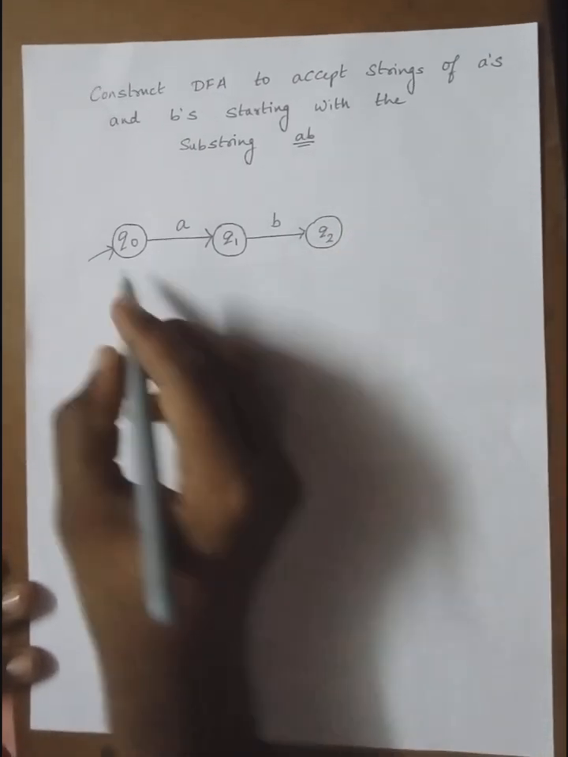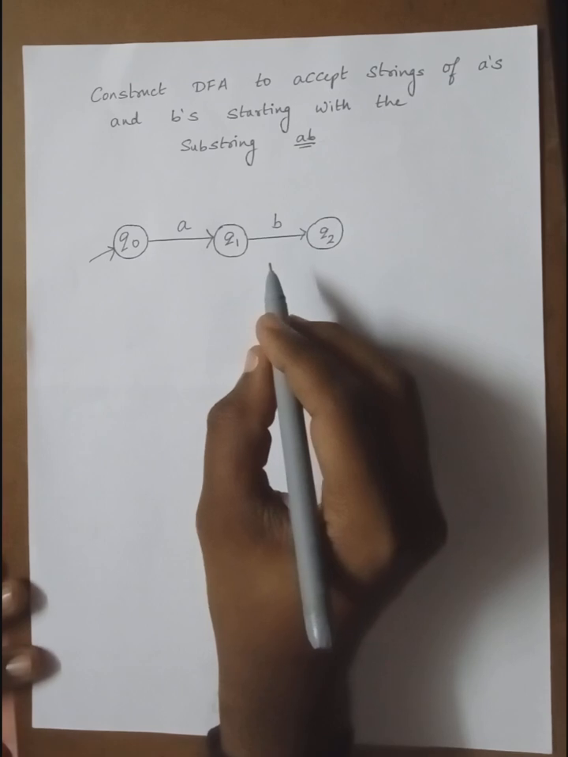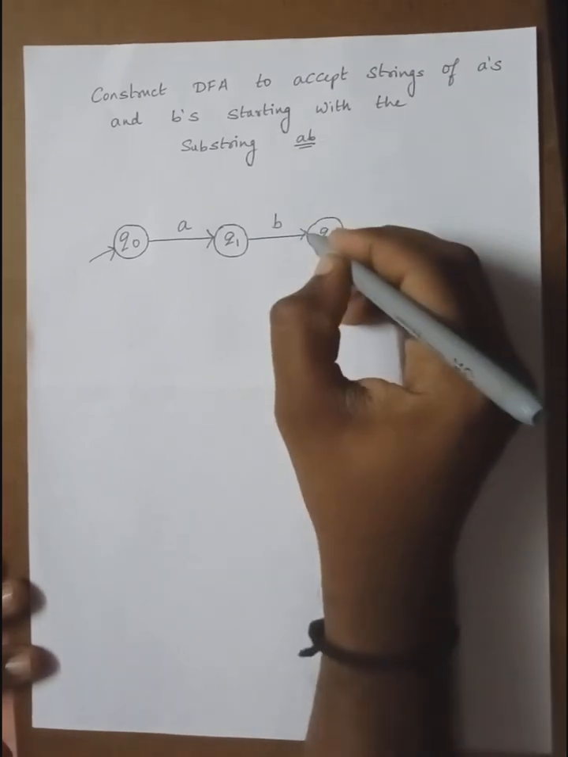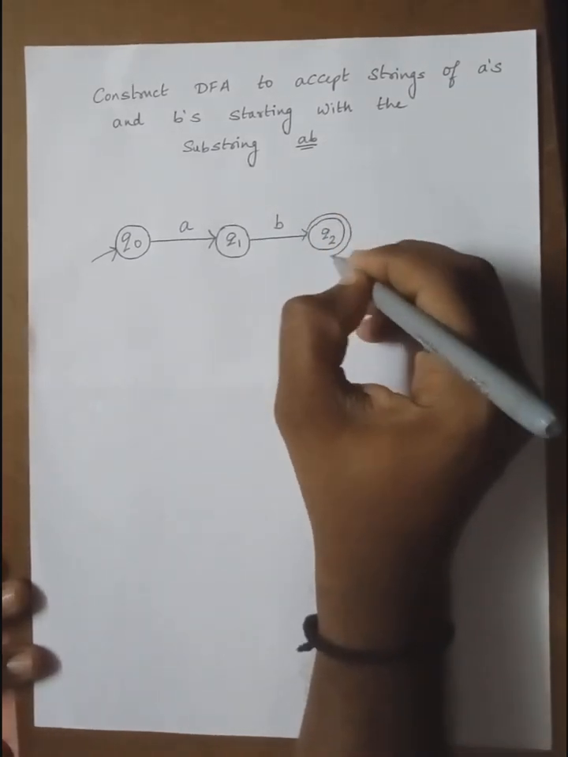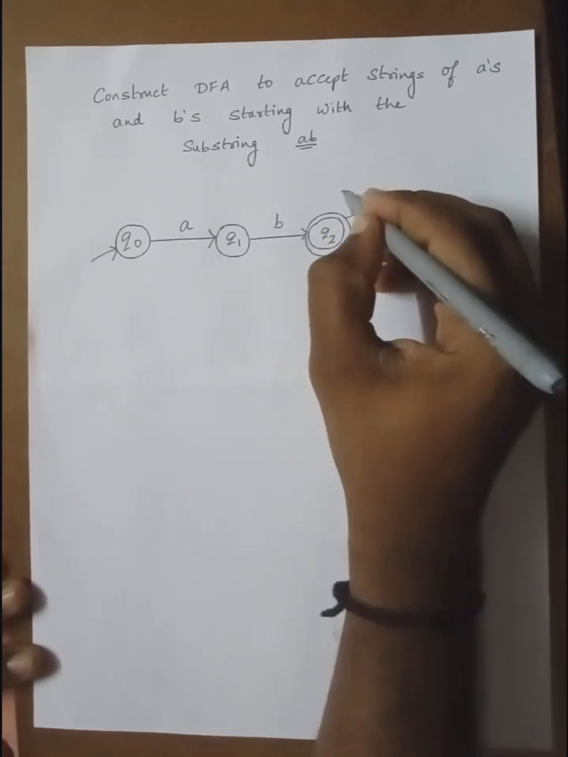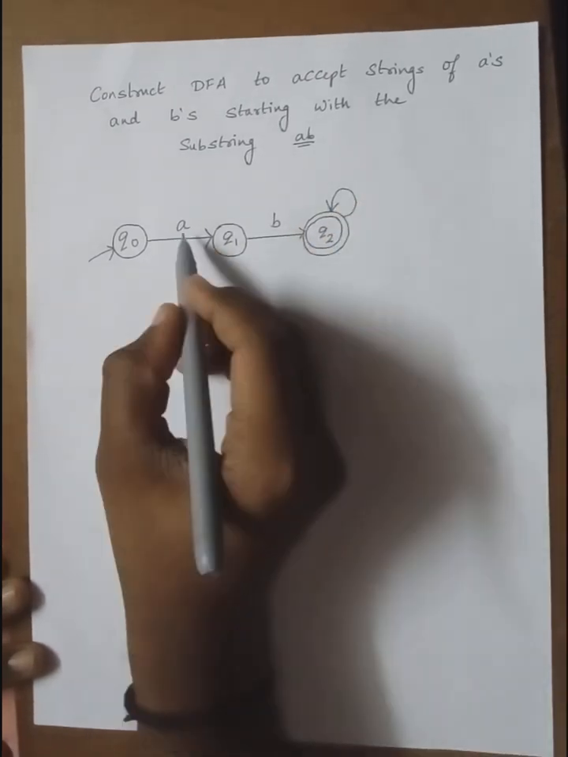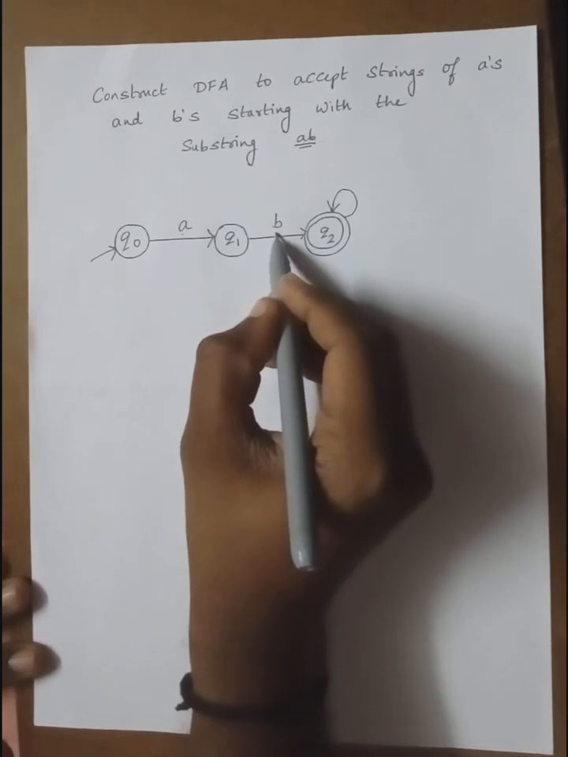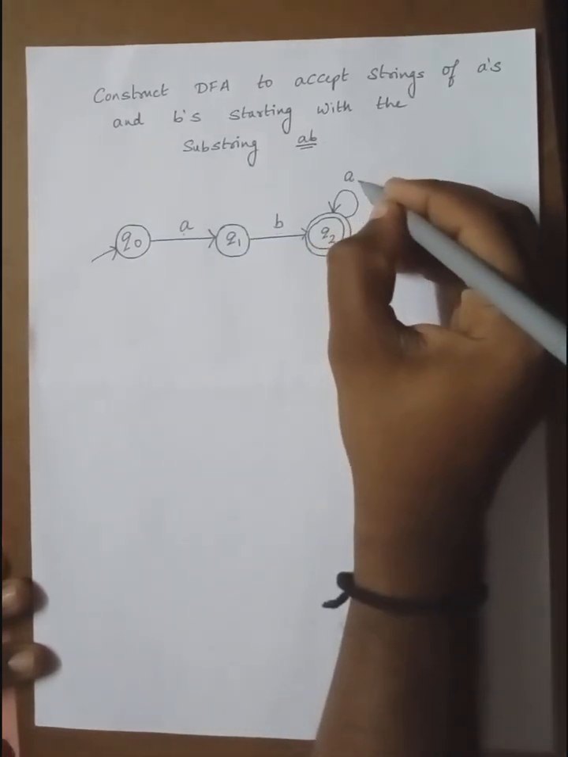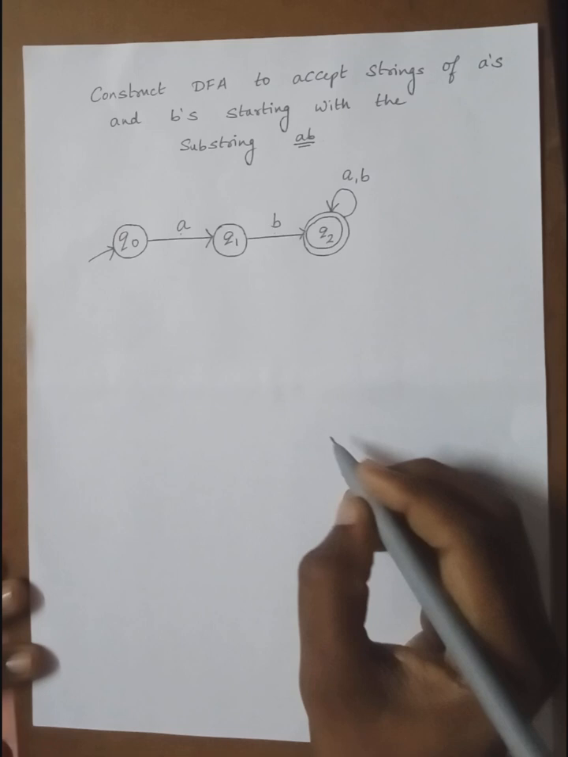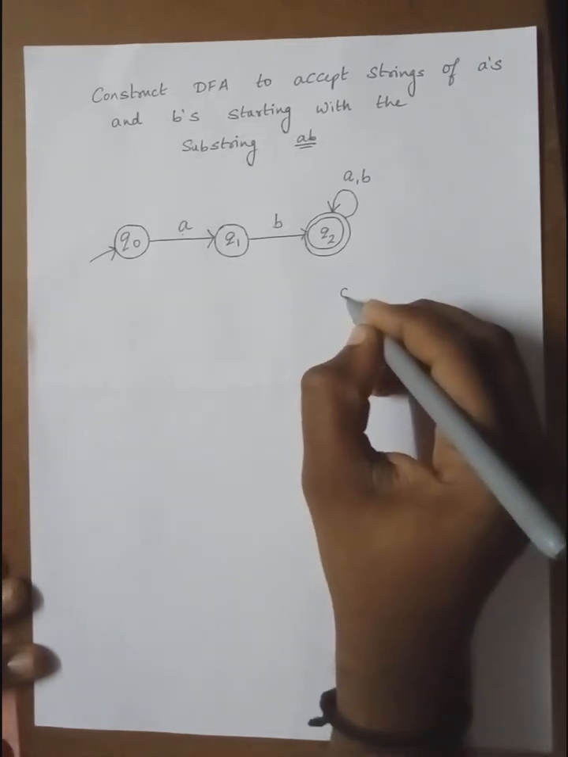Okay. So after AB, starting with AB, it can continue with any number of A's and B's. So before that, we'll make this one a final state and we'll self loop A and B. Because it should start with A, it should continue with B, and it can have any number of A and B.